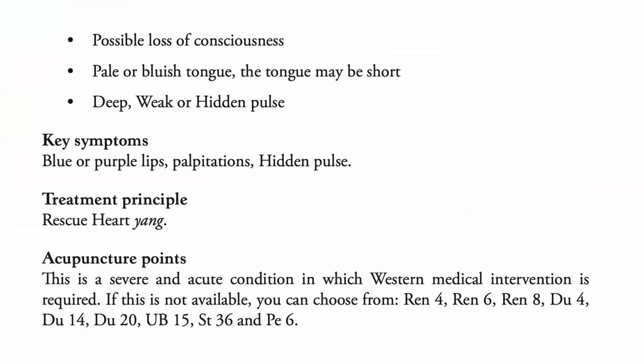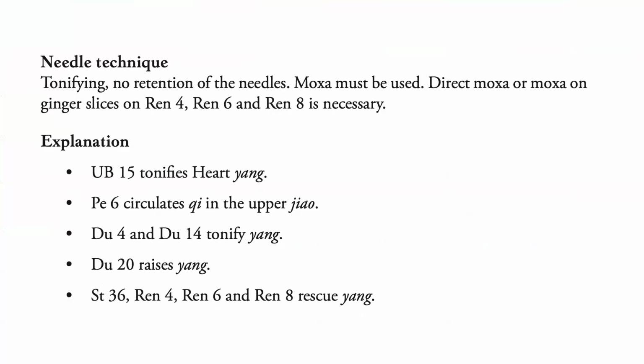Acupuncture points: this is a severe and acute condition in which Western medical intervention is required. If this is not available, you can choose from the following: Ren 4, Ren 6, Ren 8, Du 4, Du 14, Du 20, urinary bladder 15, stomach 36, and pericardium 6. The needling technique would be to tonify, no retention of the needles. Moxa should be used. Direct moxa or moxa on ginger slices on Ren 4, Ren 6, and Ren 8 is necessary.